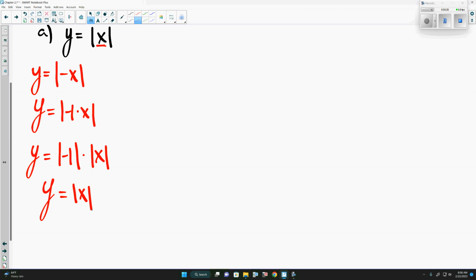But also, did we get back to the original equation? Yes. So what we can say is that this function is symmetric to the y-axis. It's symmetric to the y-axis.